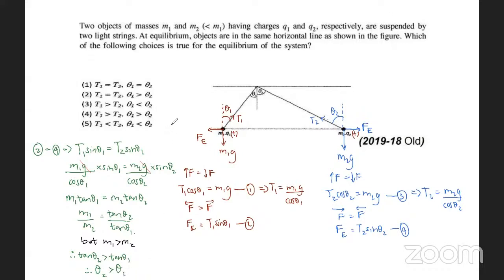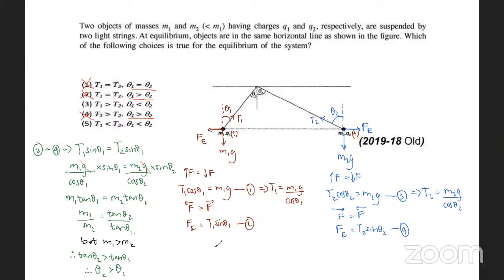Awesome. Right. There are how many answers? There are 2 such answers. You can cancel out the first one because this is wrong. This one is also wrong because this is wrong. Theta 2 must be bigger than theta 1.